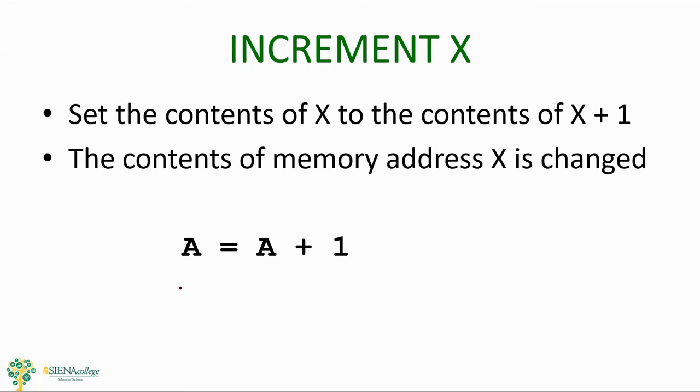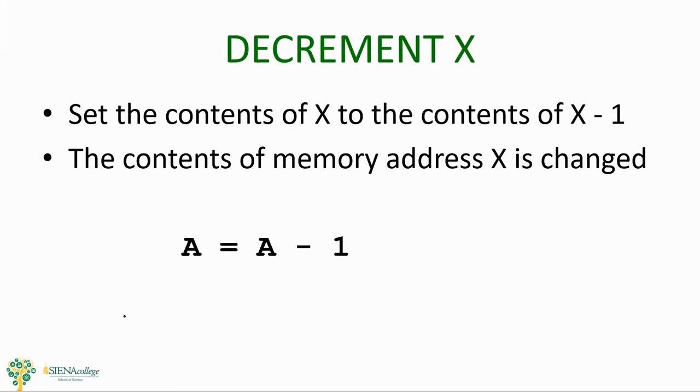Increment X. The increment command takes the contents of the address specified and increases it by 1. The contents of the memory address is changed. So if A was at 100 and we said increment 100, it would be the equivalent of A is equal to A plus 1. Decrement. Decrement takes the current contents of the address specified and decreases it by 1. The contents of the memory address X is changed.